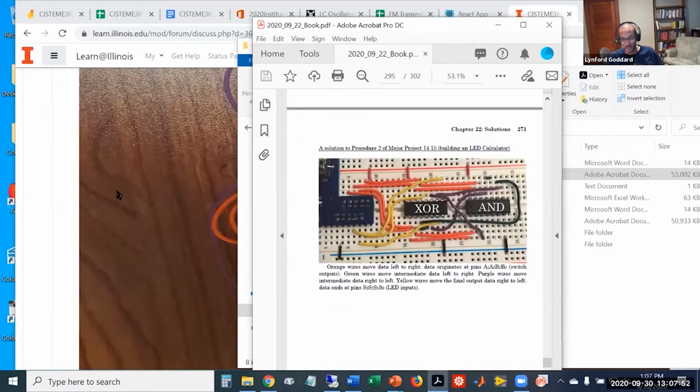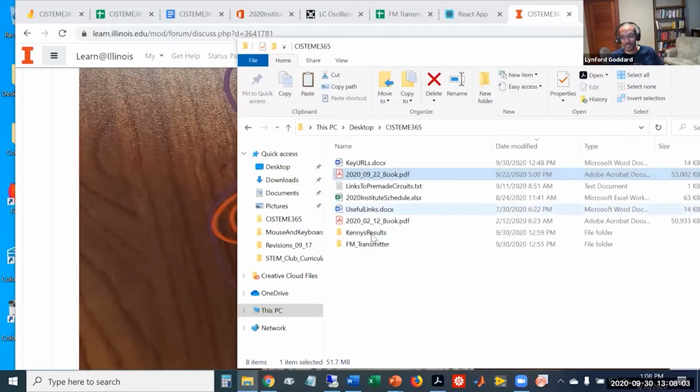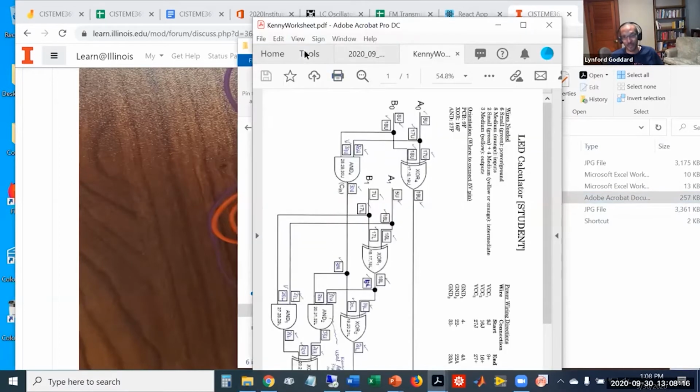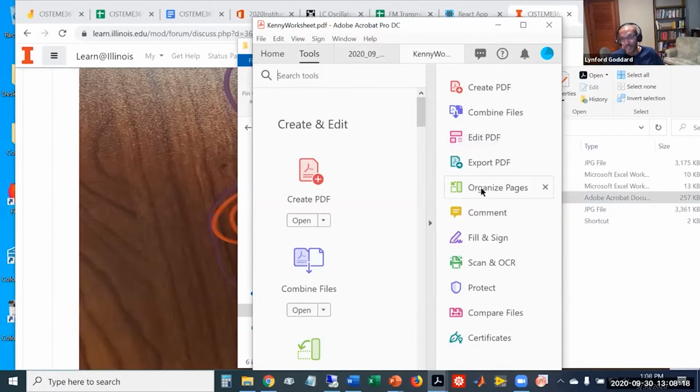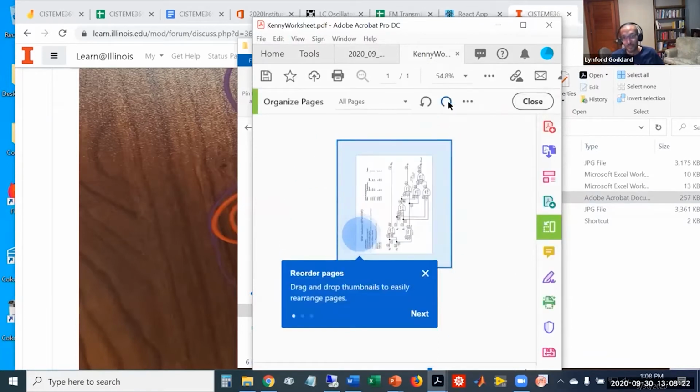If you had trimmed wires and color-coded your circuit, it could look as neat as this, but it's not necessary as long as you follow the connections. What I looked at when I was debugging Kenny's circuit, and the reason I'm sharing this, is that it's good practice to go through and check what you're doing and what you're expecting to do. Not sure why this page is rotated. Let me rotate this page again.